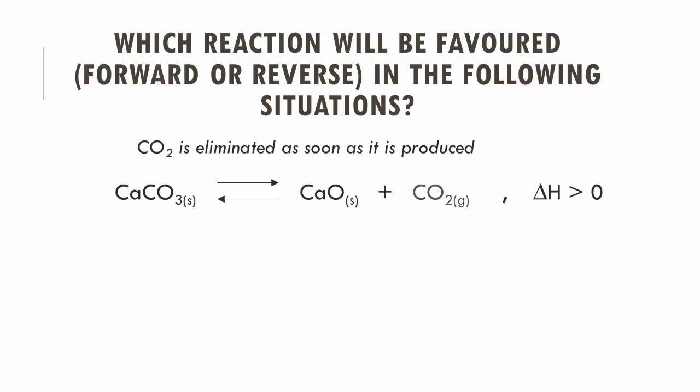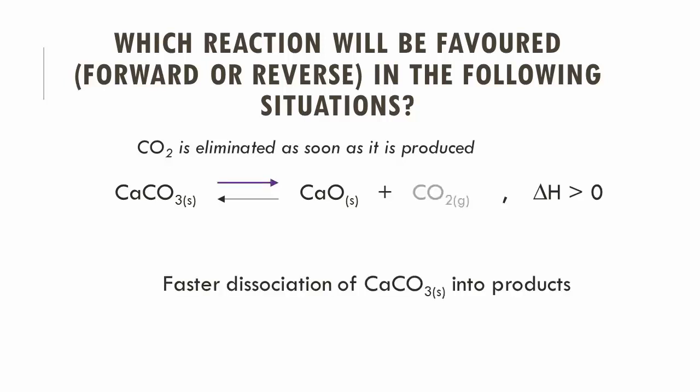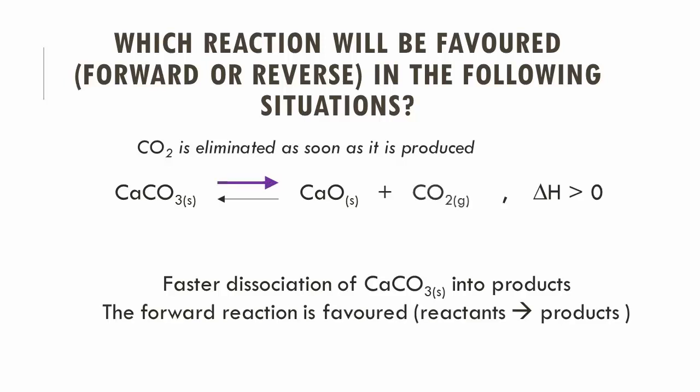By eliminating carbon dioxide as soon as we produce it, we are reducing the quantity of products that are being formed. The equilibrium becomes unbalanced. In order to re-establish an equilibrium, the reactant, calcium carbonate, will dissociate more quickly into products until the amount of reactants and products become proportional again. It is at this moment that a new equilibrium is attained. In this case, we are therefore favoring the forward reaction, the conversion of reactants into products.